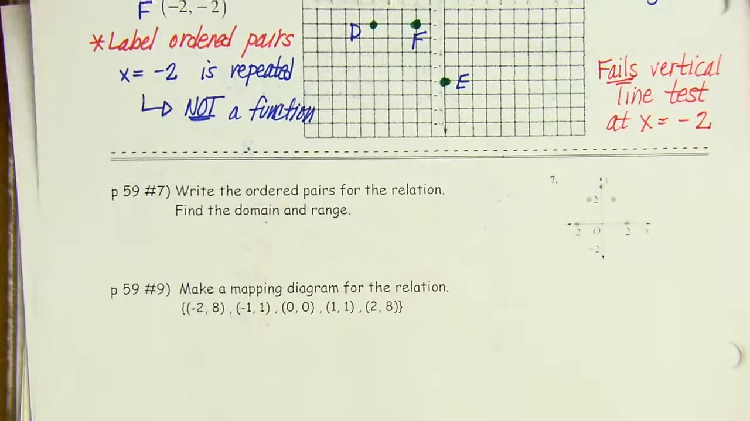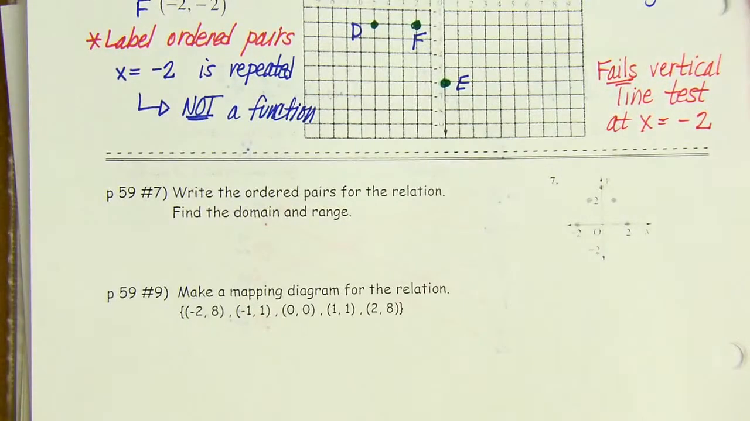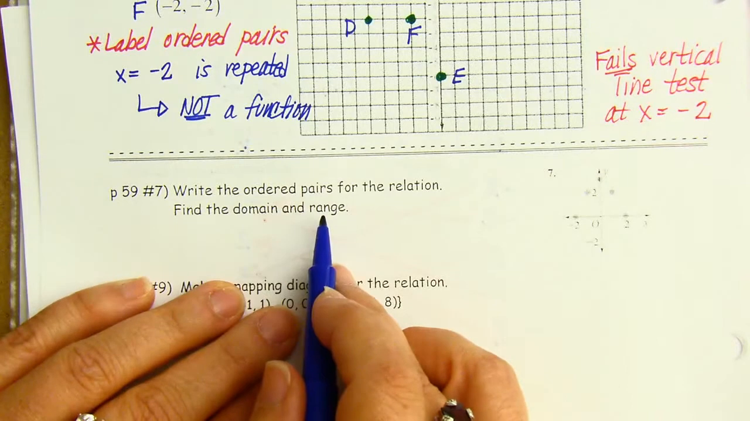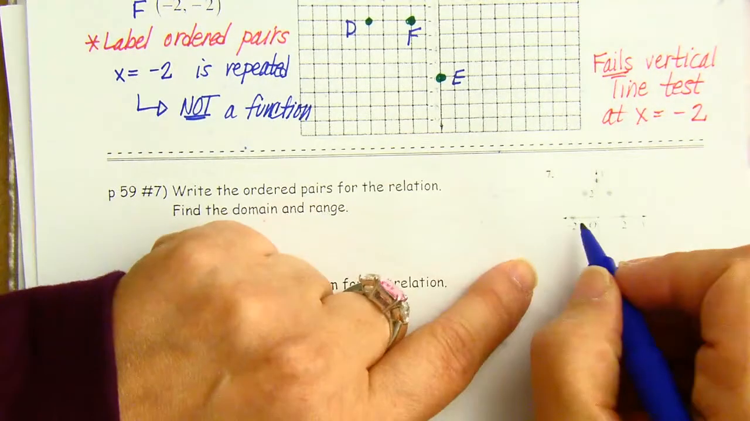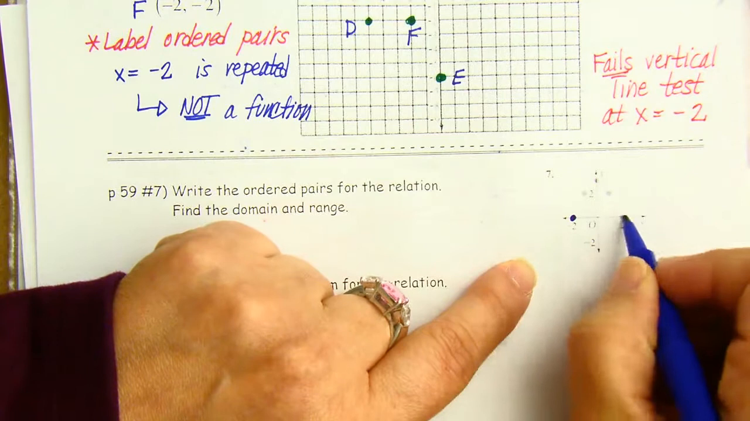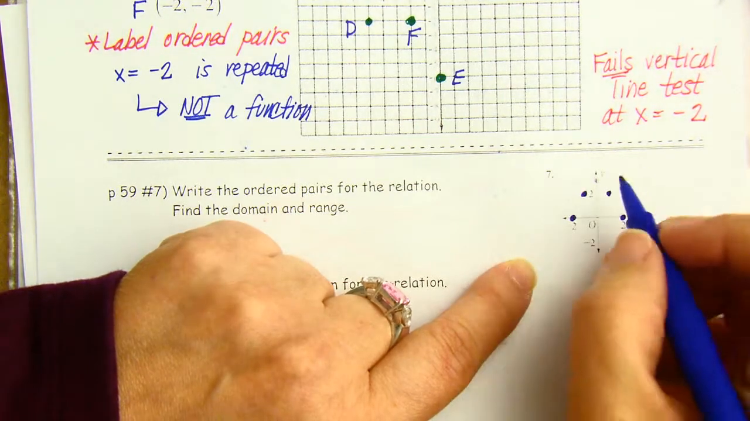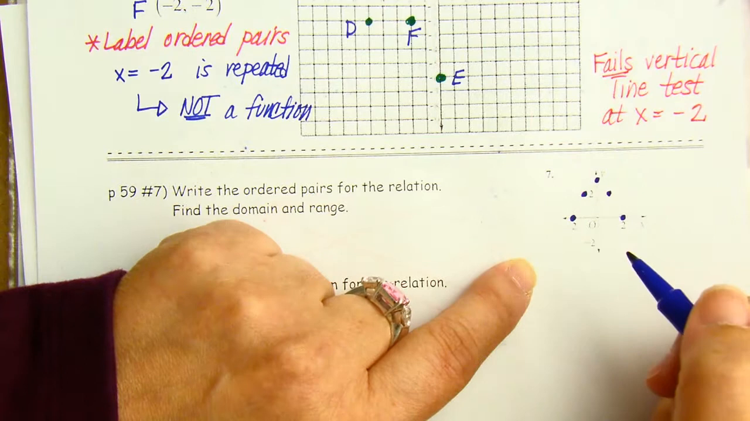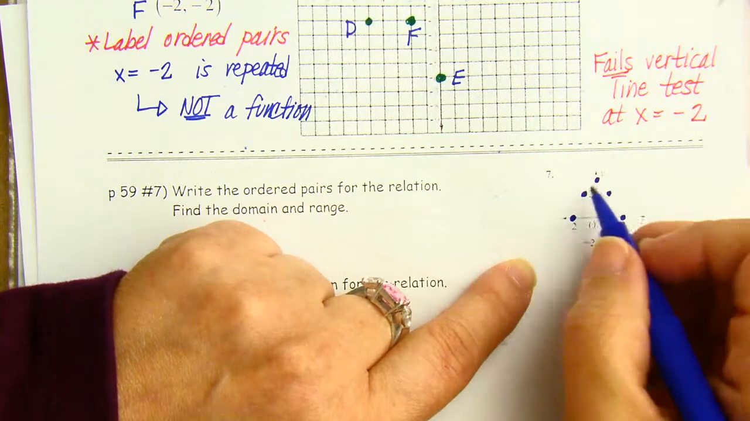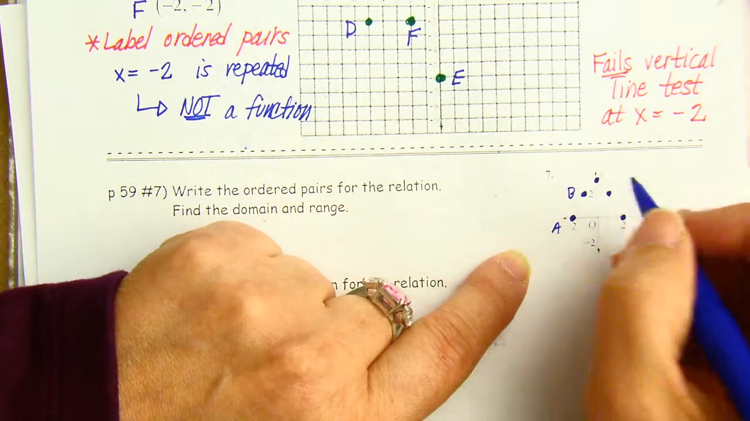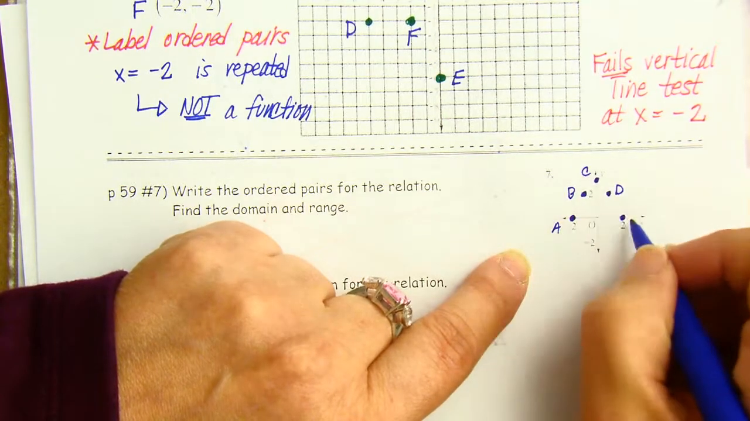All right, let's look at this example. This is from page 59, number 7, and the example after that is also from page 59, number 9. This one says, write the ordered pairs for the relation. Find the domain and range. So I'm going to darken these in so I can see them. I've got a point there, got a point there, and there, and there. Excuse me, I also have a point here. This kind of looks like it's taking on a parabola shape. Now I could call this one A if I wanted, this one B, this one C, this one D, and this one E.